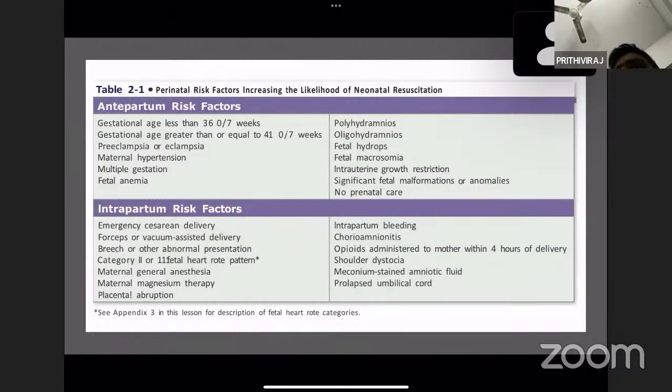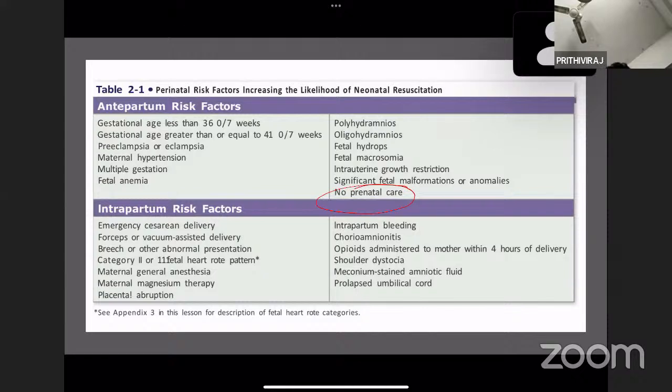So these are the risk factors: antepartum risk factors and intrapartum risk factors. Simple antepartum risks are any preterm and postterm delivery, and any maternal risk factors like preeclampsia, maternal hypertension, diabetes mellitus, poly and oligohydramnios, IUGR, and no prenatal care. This is most important in our city. There are many unplanned pregnancies where the mother doesn't know that she is pregnant, and she comes in the 8th or 9th month of gestation casually, without having any idea that she is pregnant. So no prenatal care is itself an antepartum risk factor, and makes that pregnancy high risk.